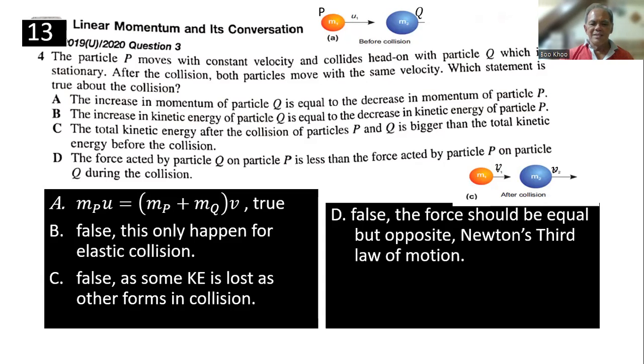It cannot be less. They are action and reaction force. The force should be equal and opposite. Newton's third law of motion. The answer is A.